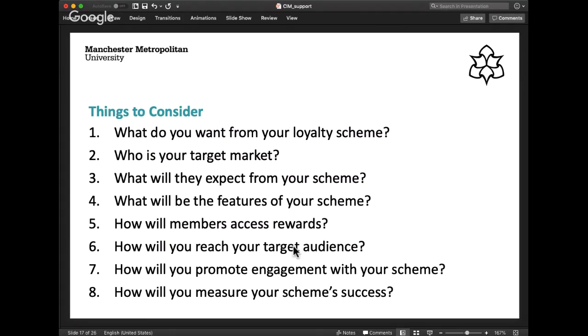And what would be your measurement of success for the scheme? Is it to get a certain amount of people to sign up, or a certain percentage of customers? Is it to improve retention by a certain percent? To extend retention by a certain percent? So you need to really carefully consider what you would define as a successful implementation of your scheme.